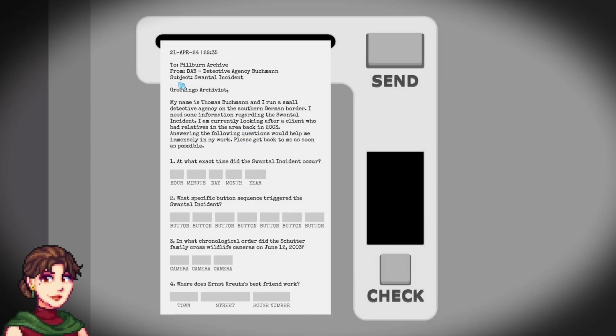Did you give me anyone's names or did you just kind of throw this at me? So I need to imagine. Currently looking at a client who had relatives in the area back in 2003. Answering the following questions. At what time did the Swantle incident occur? Look, I got the month, right? I got all the year and the month. So it was the 17th of June, 2003, right?